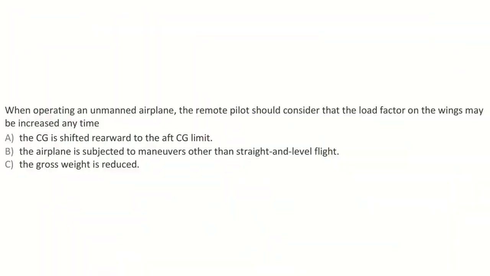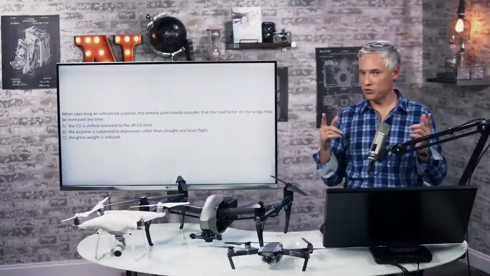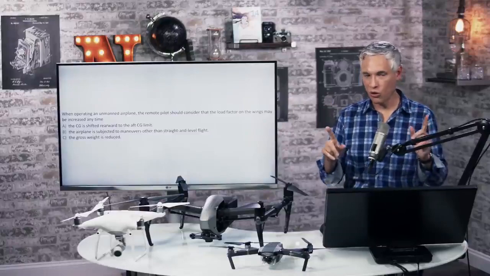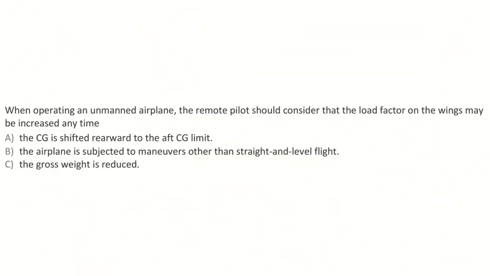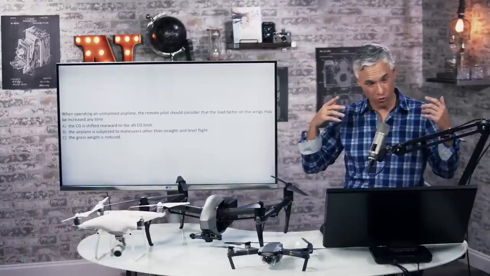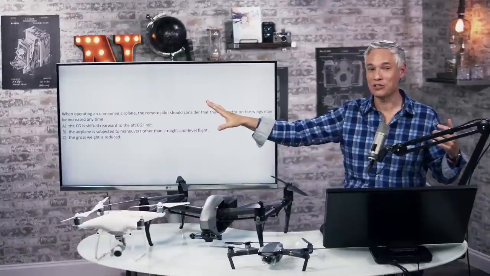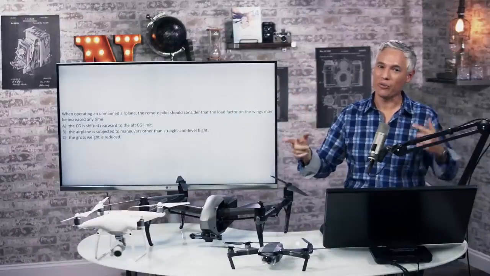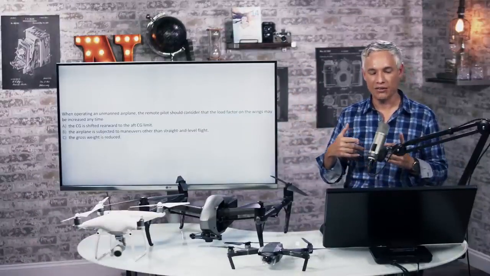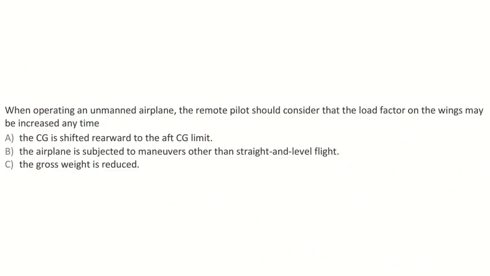When operating an unmanned airplane, the remote pilot should consider the load factor on the wings. Consider that the load factor on the wings may be increased anytime the center of gravity is shifted rearward to the aft CG limit, the airplane is subjected to maneuvers other than straight and level flight, or the gross weight is reduced. So this is one of those questions where you can easily eliminate one of them. For sure, reducing the weight of an airplane isn't going to increase the load factor. Even if you don't know anything about this, you could figure that out just by reading the question. So when you're in doubt, read things through carefully. In this case, the load factor is increased by any sort of maneuvers.